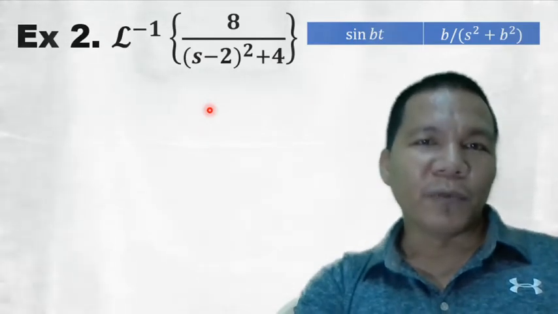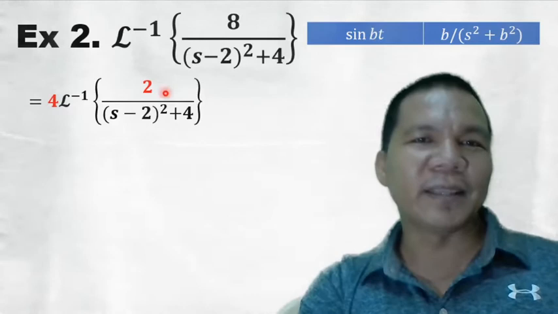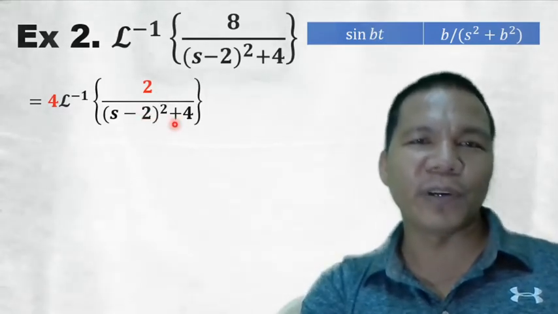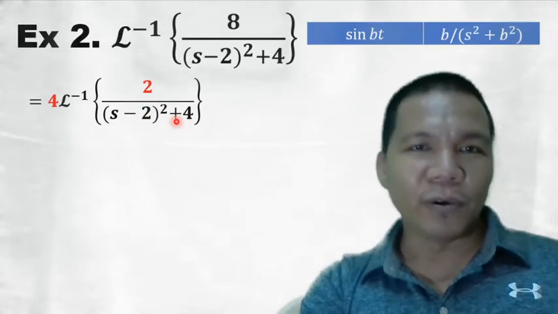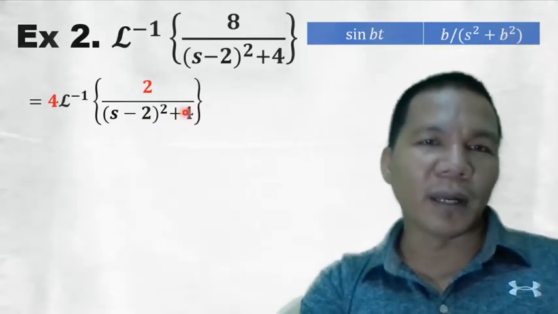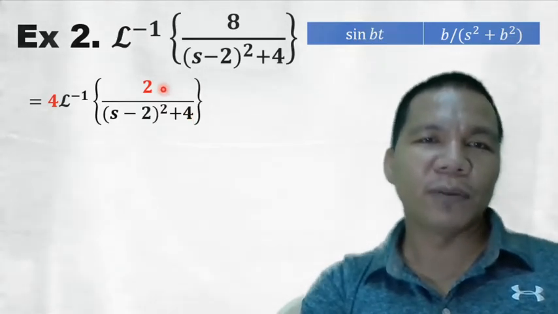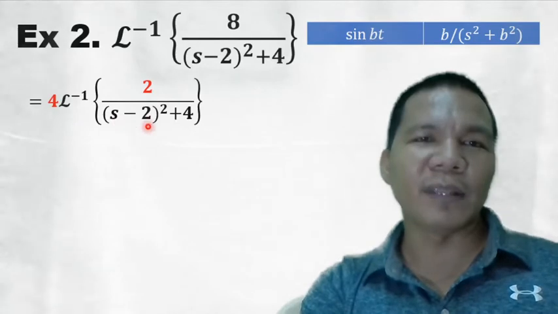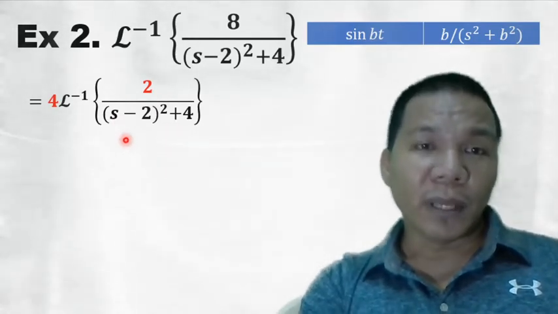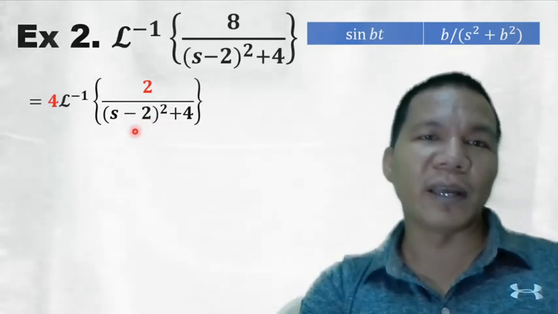Now, if we are going to take out 4 from 8, that will become 2 all over s minus 2 quantity squared plus 4. So take note, b squared here is equal to 4, and the square root of that will be equal to 2. That will be your numerator. So this is now in the form of the sine function. Now, take note of this. This is your shifting in the s domain.